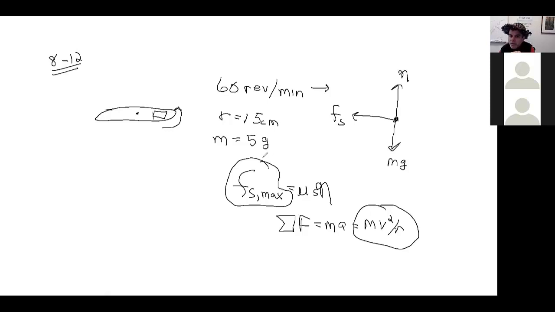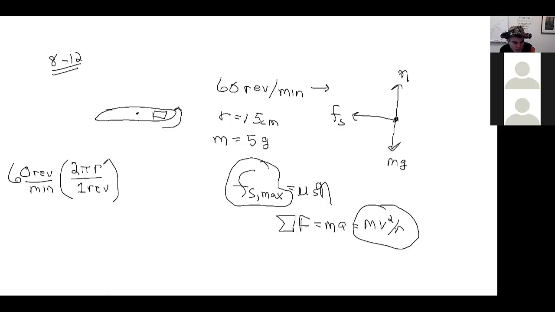Okay, so we want to find mv squared over r. Correct. And 60 revolutions per minute. Are we just going to change the units on that to get meters per second? So yeah, if I do 60 revolutions per minute, I know that in one revolution, the total distance traveled is going to be 2 pi r. And so we've got the radius.